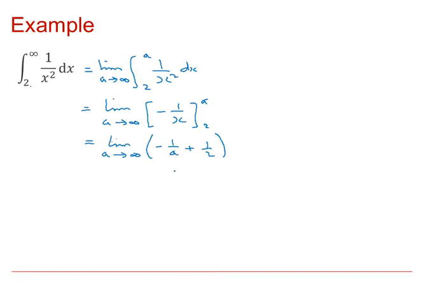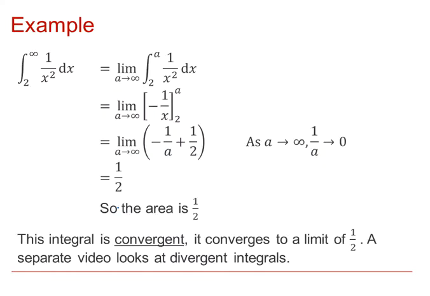And now, as a gets closer and closer to infinity, we know that 1 over a will get closer and closer to 0, and therefore the area we are looking for does converge on the value 1/2. So this integral does converge, and it converges towards a half. In a separate video we'll be looking at divergent integrals.